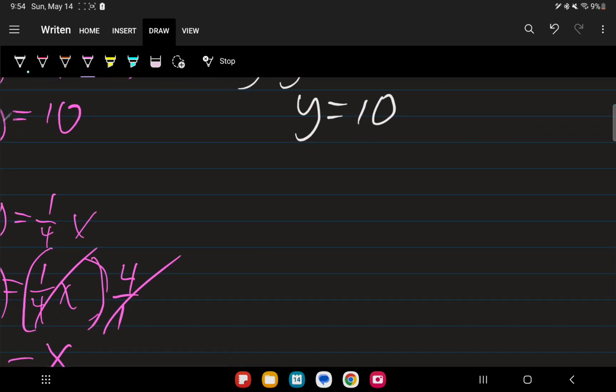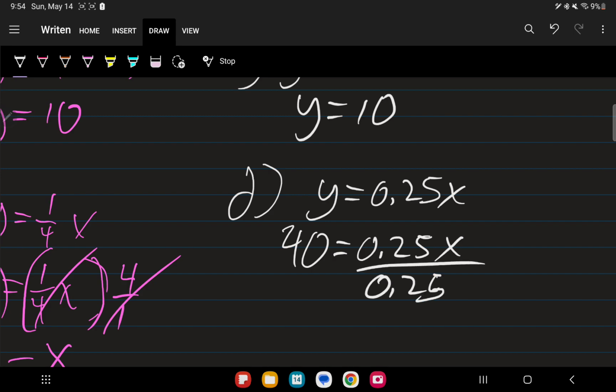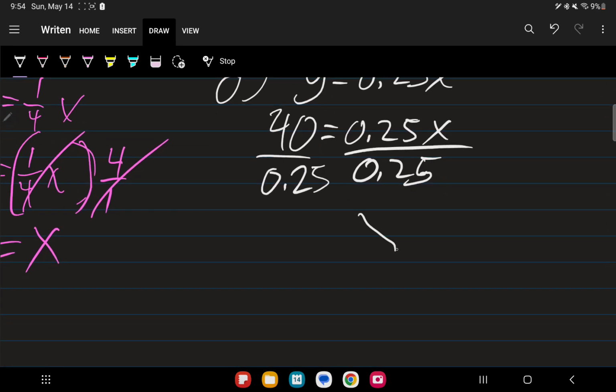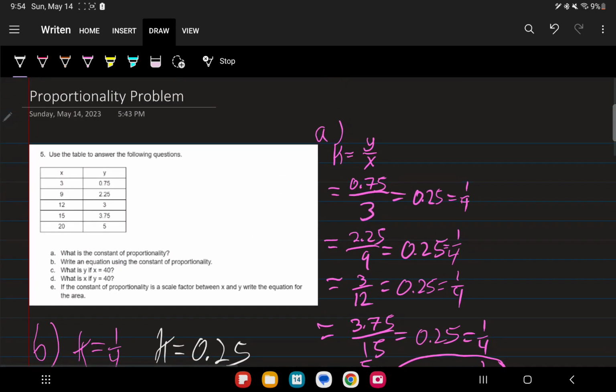Or, if you prefer, y is equal to 0.25x. Y is 40. Divide both sides by 0.25. Guess what you get? X is equal to 40. Or not 40. X is equal to 160. Okay. I think I need to slow down a little bit. That's why I'm making mistakes now.